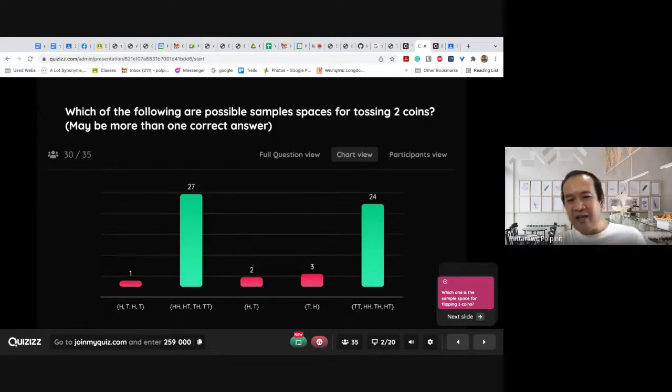But of course, in the set, there is no order. There's no correct order. You can order it as TT as well. So all the answers are correct.